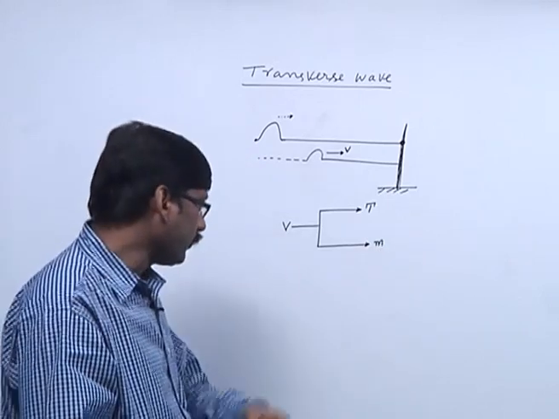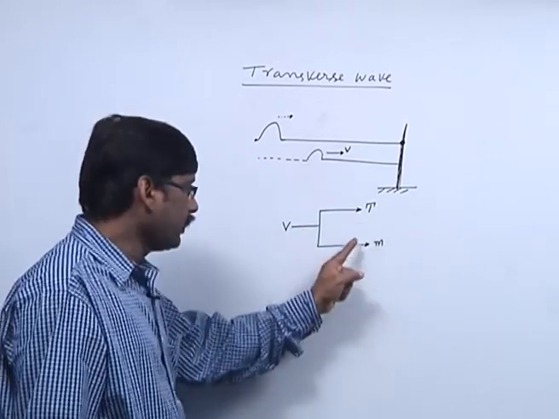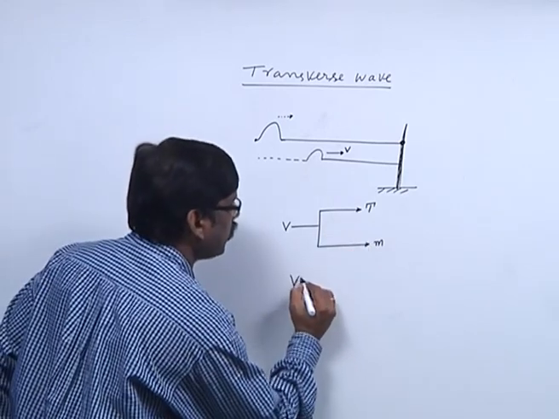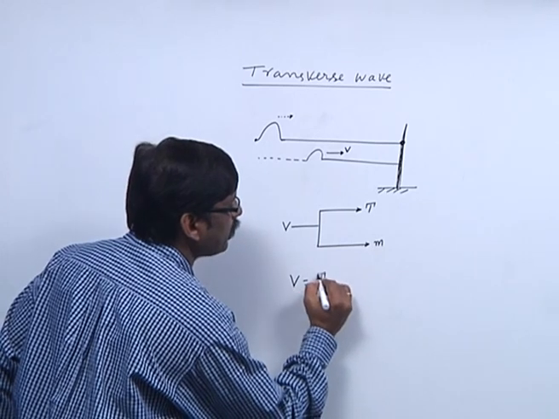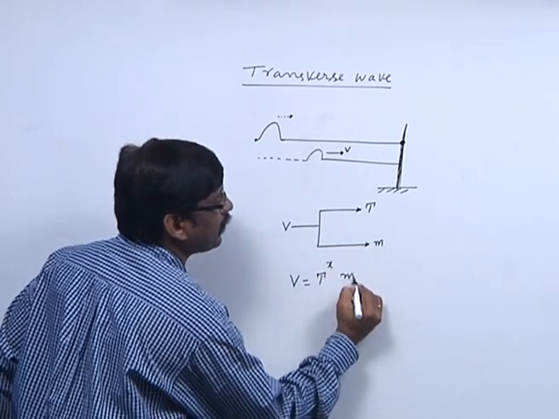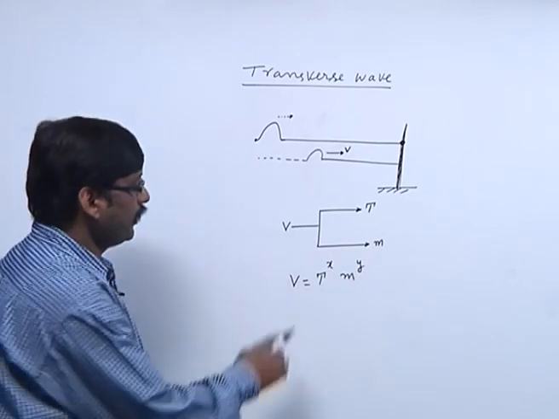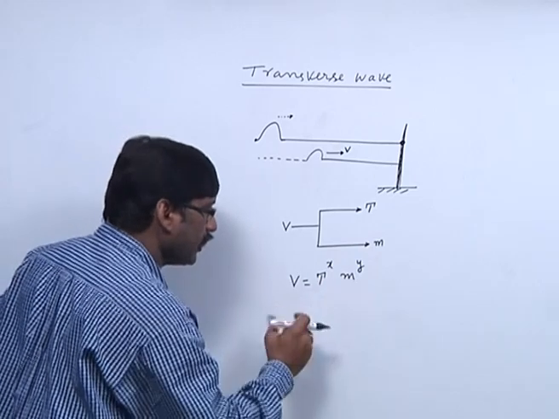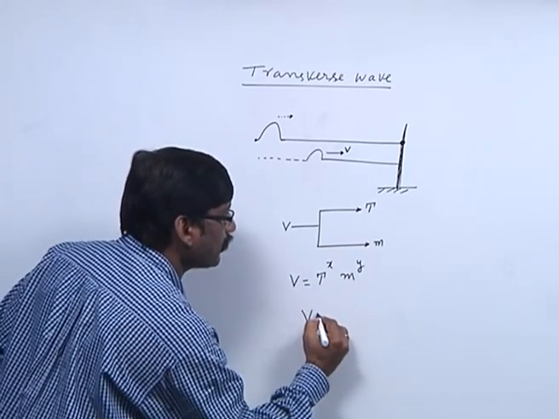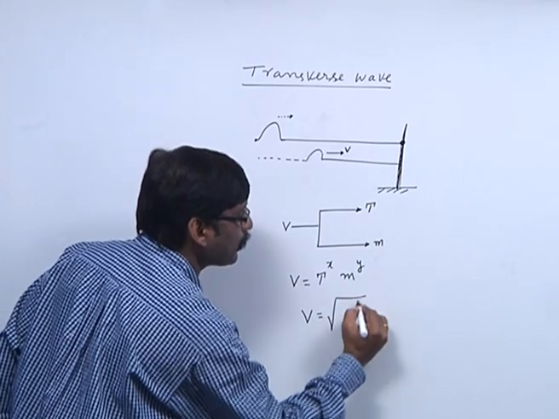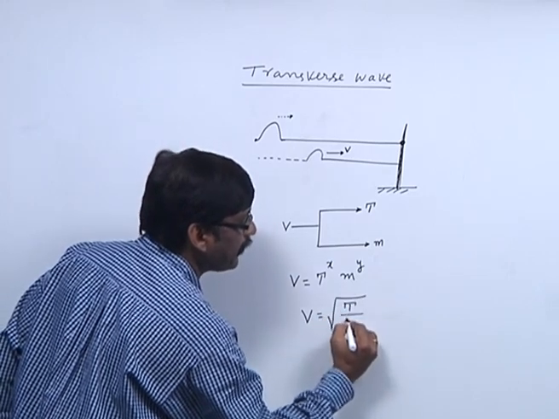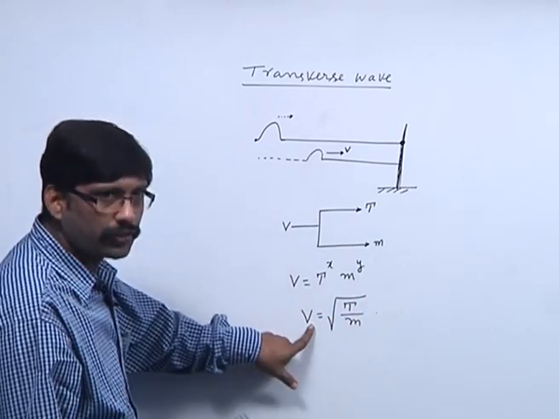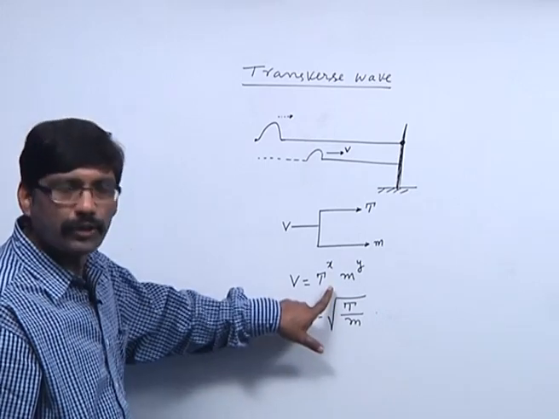Of course, we have different ways of deriving the relation between the physical quantities. The easiest way is: let velocity depend on tension to the power of x and linear density to the power of y. V is equal to T to the power of x and m to the power of y. By applying dimensional analysis, we can find V is equal to root of T by linear density. Velocity of a transverse wave V is equal to root of T by m.